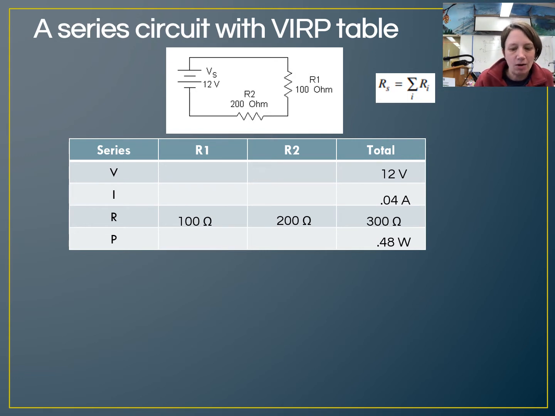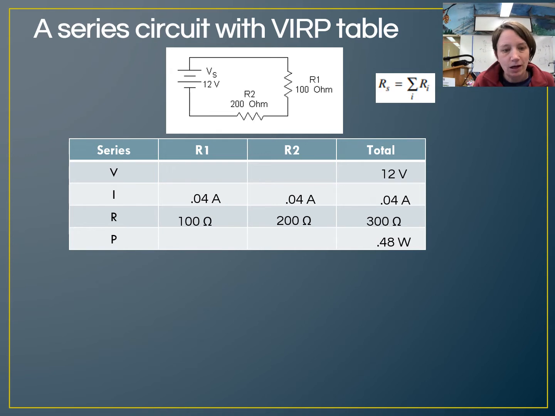So I want to think about how I get a second variable in those other two columns, in R1 or R2. And I realized that in every series circuit, because there's only one path for the electrons to go through, every electron has to go through each resistor. That means if 0.04 amps of current leave the battery, I know that 0.04 amps of current have to go through R1, and the same current has to go through R2, because otherwise we would be losing electrons. So I can fill out those two current values as well.